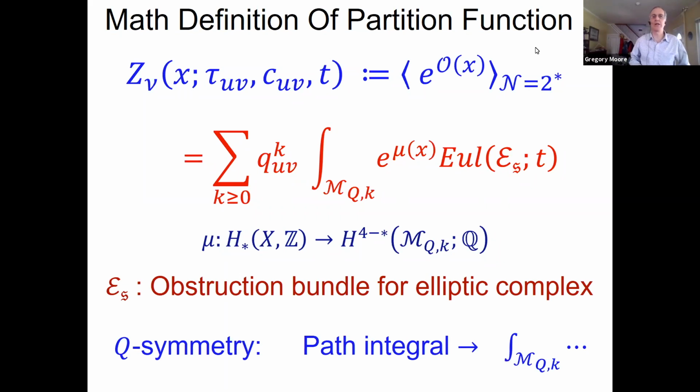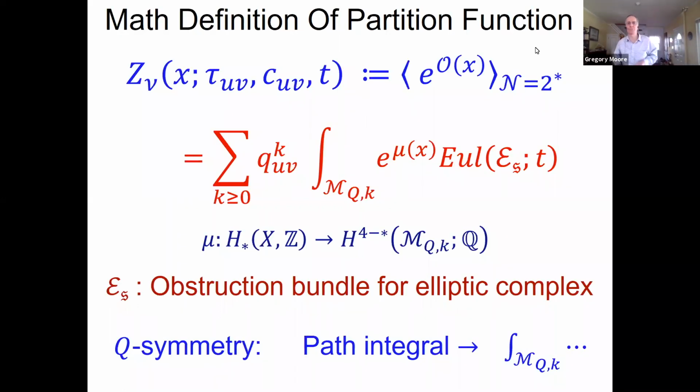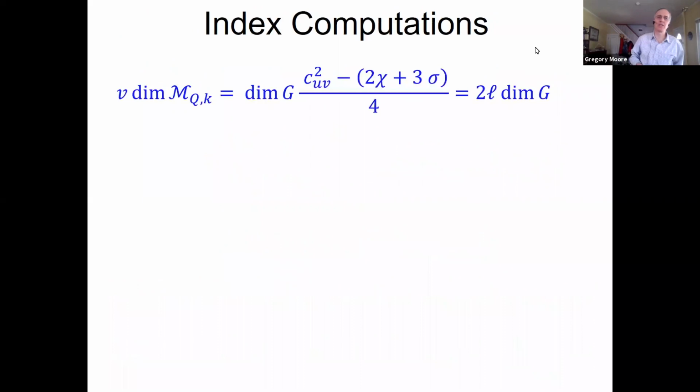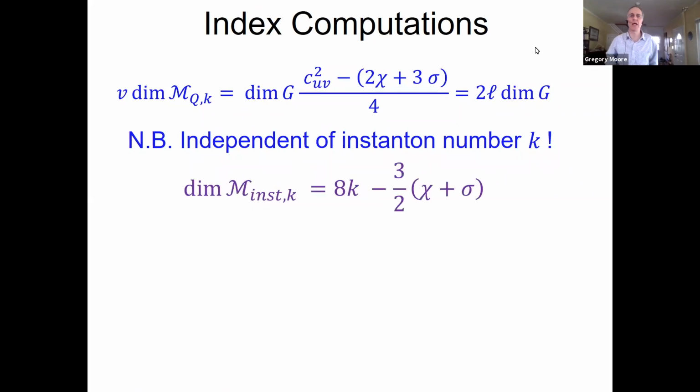And so then the standard argument for why this is true is that the path integral has a Q symmetry. So the path integral is an infinite dimensional Thom class, which localizes onto this finite dimensional moduli space of solutions of the monopole equations. So I want to say a little word about this moduli space. If you calculate the virtual dimension of the moduli space, it's 2 times our integer L times the dimension of the gauge group, 3 in our case. And I want to stress that it's independent of instanton number k.